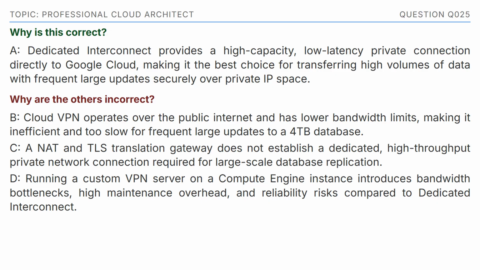Why are the others incorrect? B. Cloud VPN operates over the public internet and has lower bandwidth limits, making it inefficient and too slow for frequent large updates to a 4 terabytes database. C. A NAT and TLS translation gateway does not establish a dedicated, high-throughput private network connection required for large-scale database replication. D. Running a custom VPN server on a Compute Engine instance introduces bandwidth bottlenecks, high maintenance overhead, and reliability risks compared to Dedicated Interconnect.